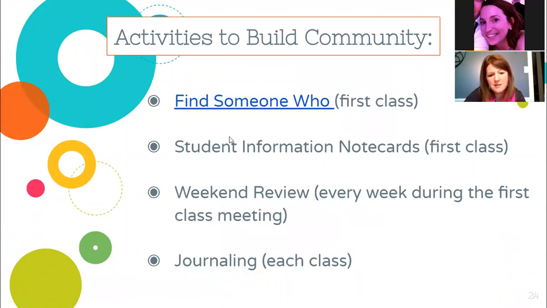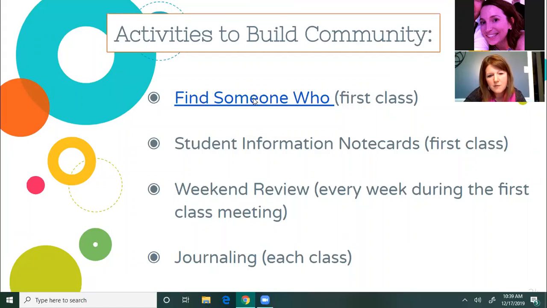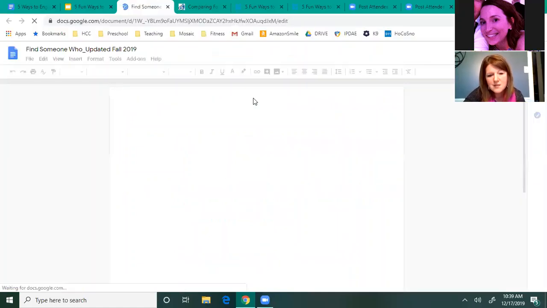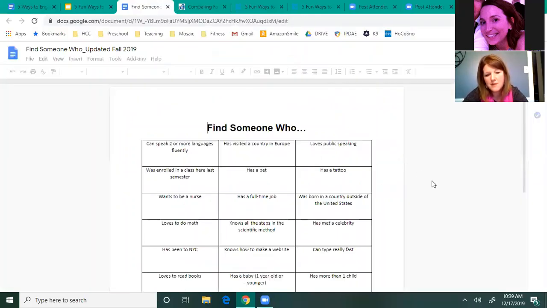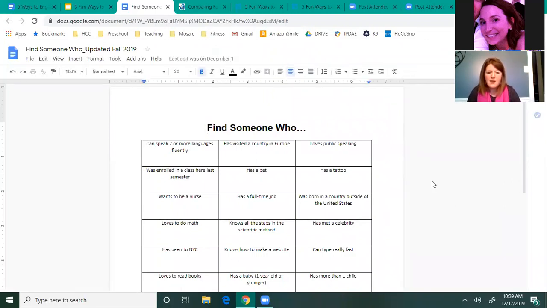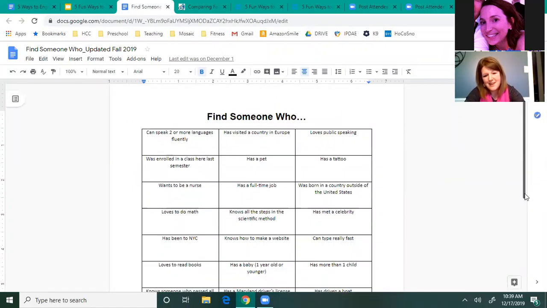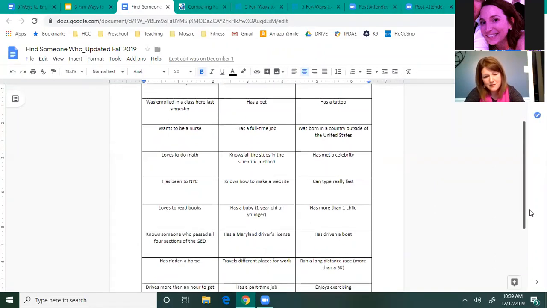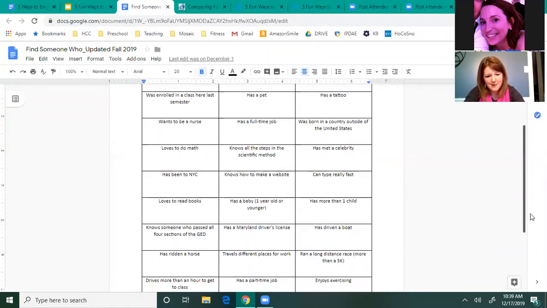A few other things that we do the first class is we find someone who. This is something that you all have now a handout for, but you give this to all of your students, and they go around the room and try to find people who can initial in these boxes. And some of it's important stuff, like, I don't know, has a baby, like that. I would want to know that about my students, if they had a baby or if they had a full-time job. But some of it's just silly things, like has a tattoo, has driven a boat.